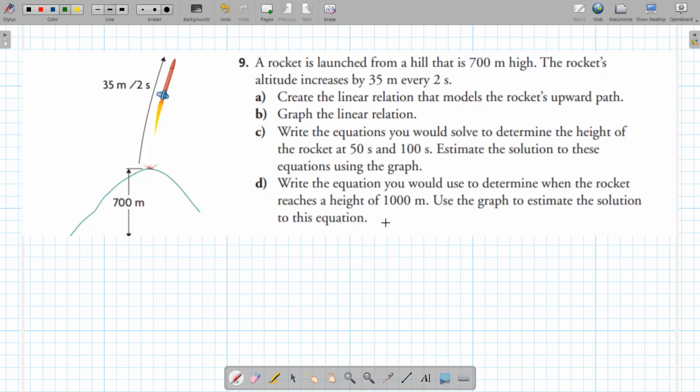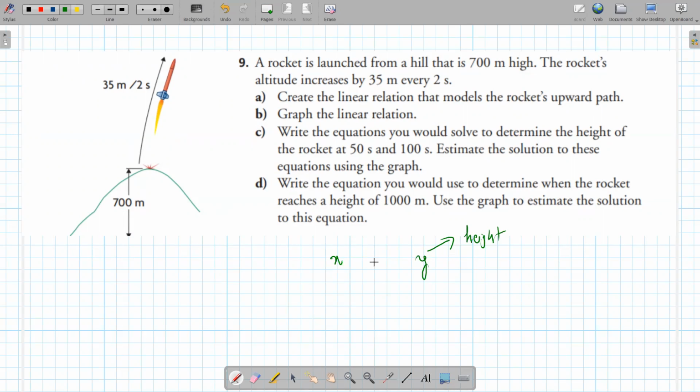So again, we're interested in x and y. Y equals 700, I think. Y is not going to be constant because the height is going up every 2 seconds, yeah? Oh, but isn't the hill 700 meters high? Yeah, it is. The y-intercept would be 700. We're trying to establish an equation in terms of y and x. So first of all, what does y represent? It's the height of the rocket, yeah? Yes.